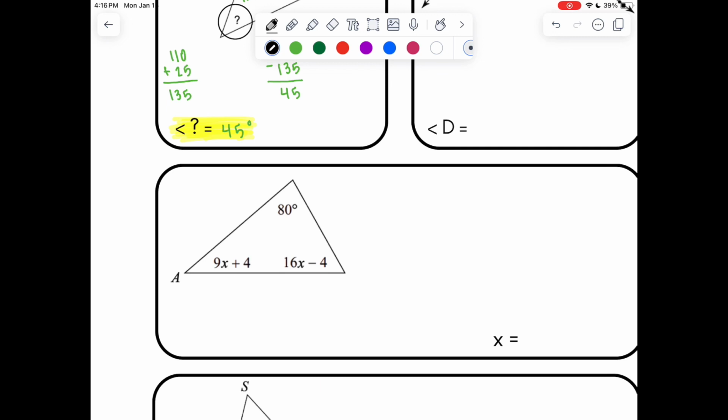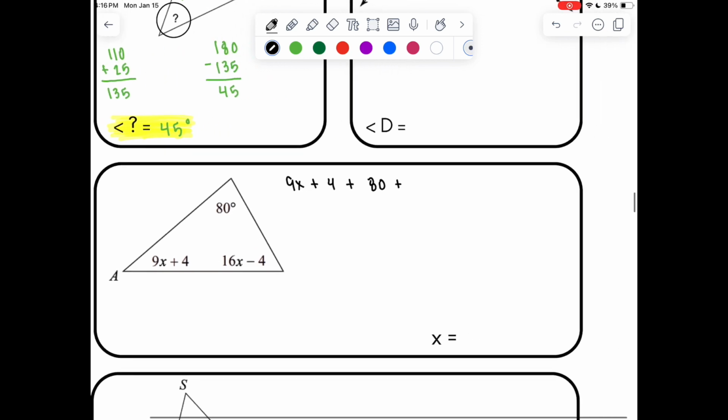If I'm looking at this triangle, I notice that I have an 80-degree angle up top, and then I have two expressions, 9x plus 4 and 16x minus 4. If these are the three angles that make up my triangle, I know that they have to add up to 180 degrees. So I'm going to start writing out this really long equation. 9x plus 4 plus 80 plus 16x minus 4 is equal to 180, because those are all three of the angles in the triangle.